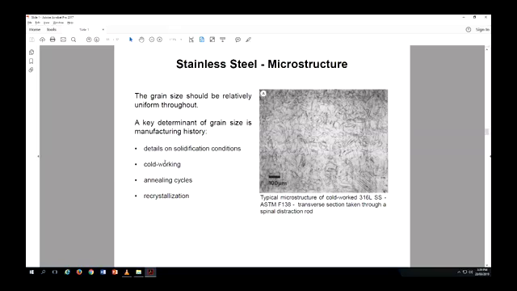So as we said, this grain size actually depends on a lot of stuff. So how it is solidified, through what process, is it uniform or not, the annealing cycles, how it's been cooled down from a molten phase, and if it's been recrystallized or whatever has happened to the structure.